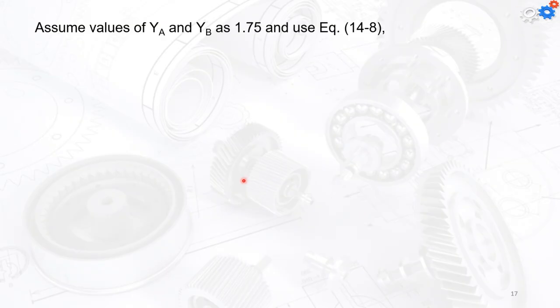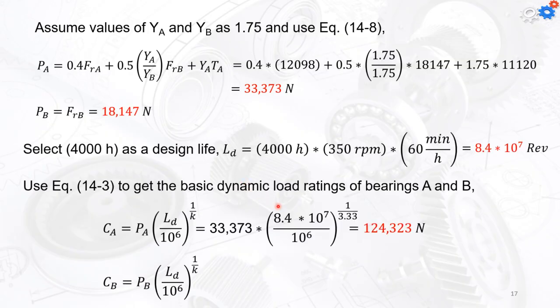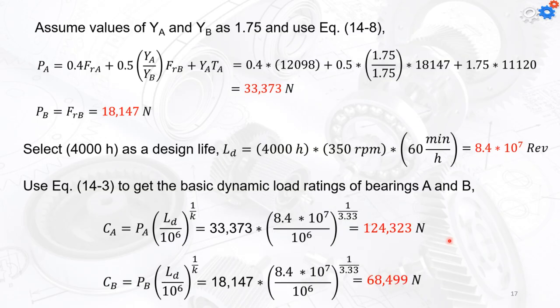Okay, so yeah, we're calculating the new C value. The C value is correct, I know that, but I just forgot to put that. So we're going to have the CA is going to be 124,323 Newton, and for the CB it's going to be 68,499 Newton. And now I have these values.